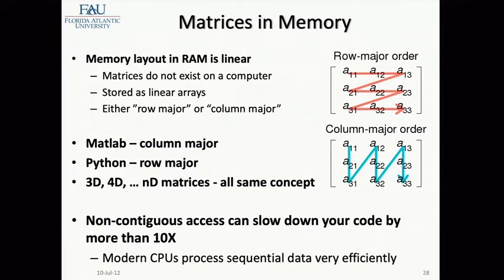Now, how does this impact our code performance? What you want your code to do is always access as many continuous elements as possible. So when you write a for loop, you want your code to go through A11 to A21 to A31, not the other way around. You do not want your code to go from 11 to 12 to 13, because that breaks the continuity in data. And we will see why that becomes important. It can slow down your code significantly.